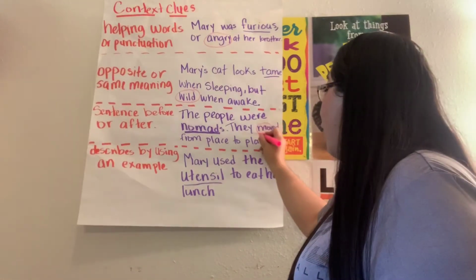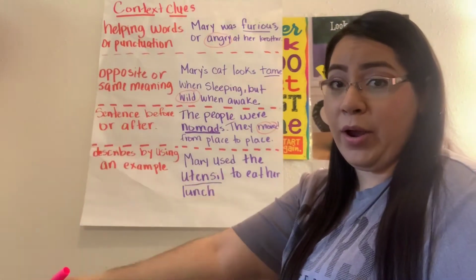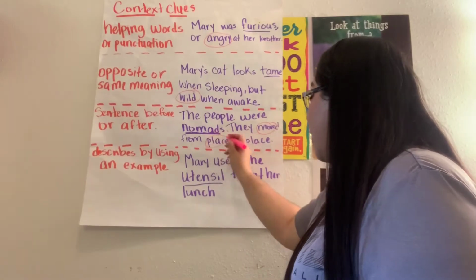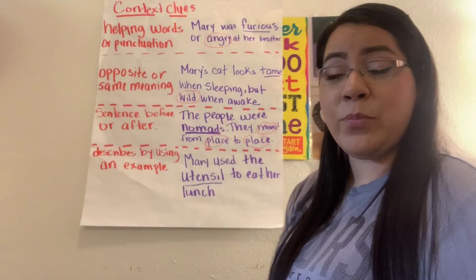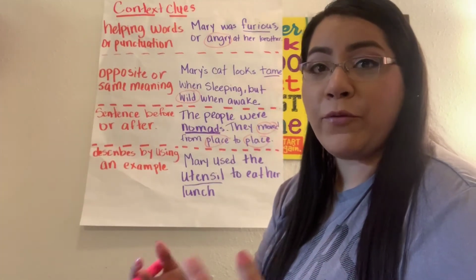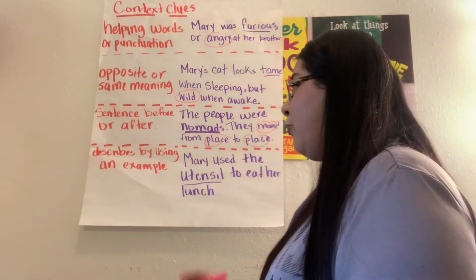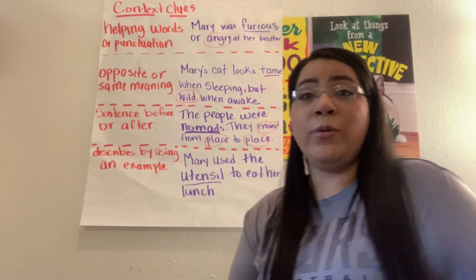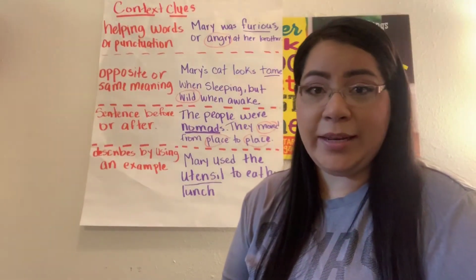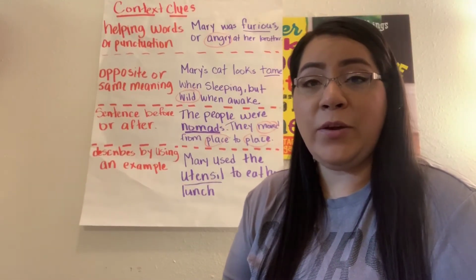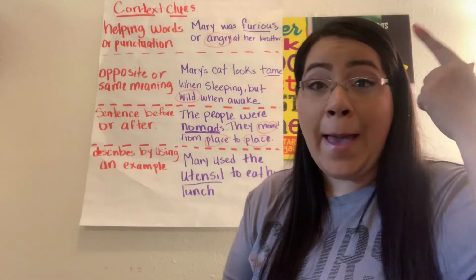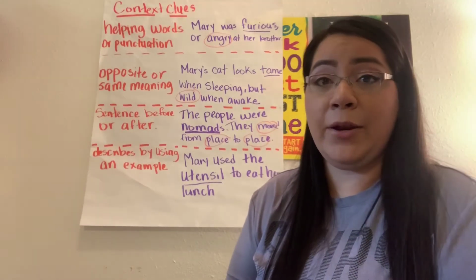They moved, so that means they're moving somewhere else, but place to place. That means these people continued to move from place to place. Now, sometimes they describe by using an example. They won't tell you the actual meaning of the vocabulary words, but they're going to give you an example that helps you imagine it in your head a little bit more.